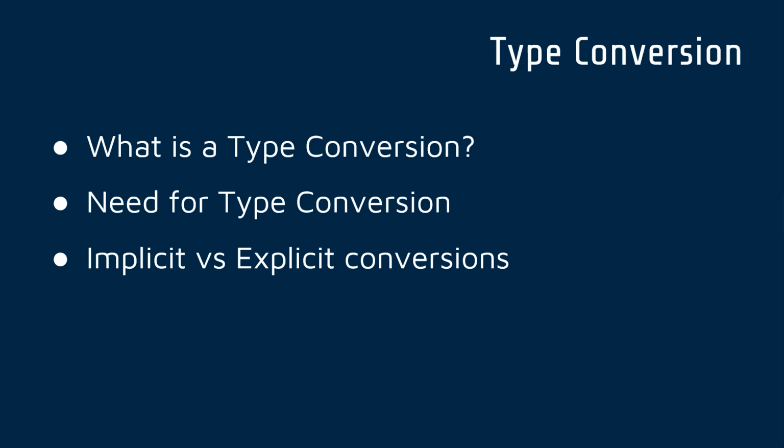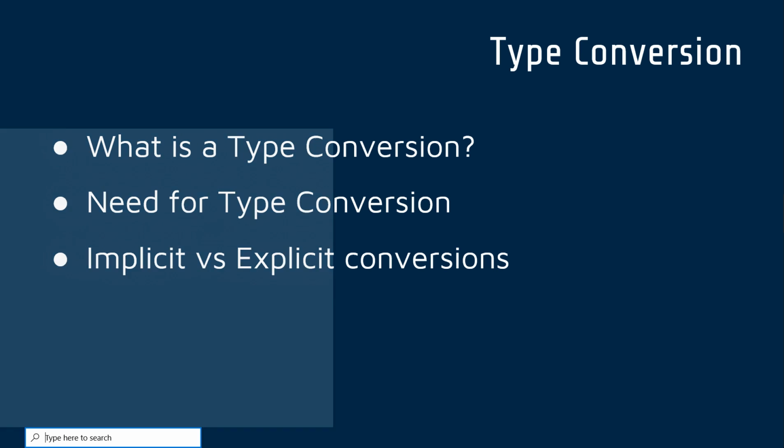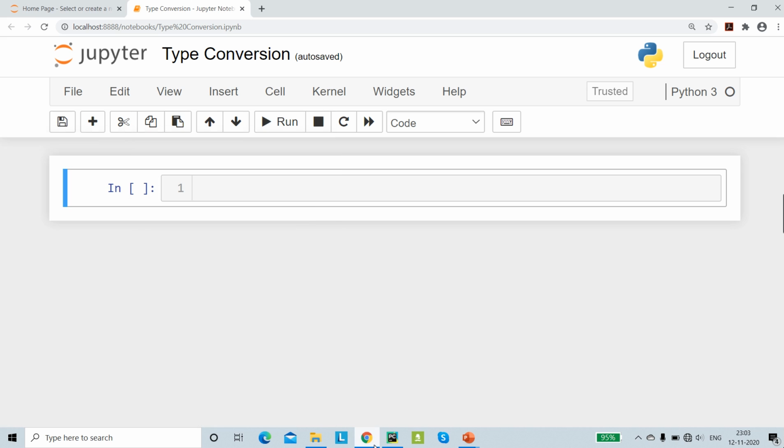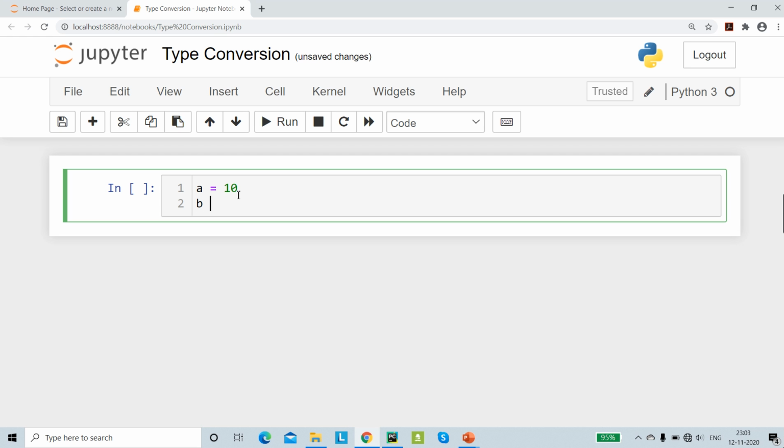Okay, so let's understand implicit and explicit type conversions in a better manner by looking at them in the Python notebook. So I'm going to switch over to my Python notebook. Here we are in the Jupyter notebook. Let's say I want to declare two variables. The variables I'm choosing here are, let's say, a is equal to 10 and b is equal to 11.5.